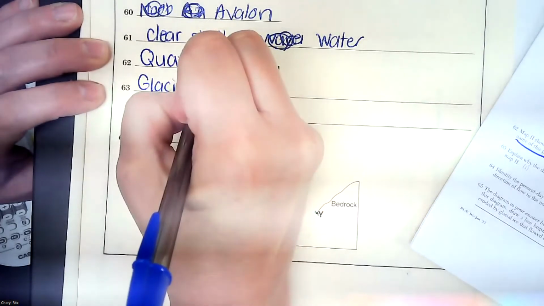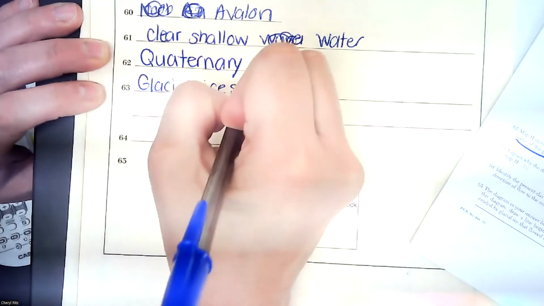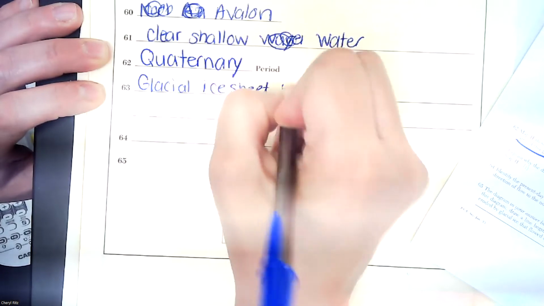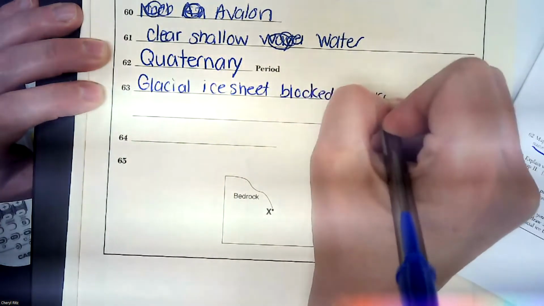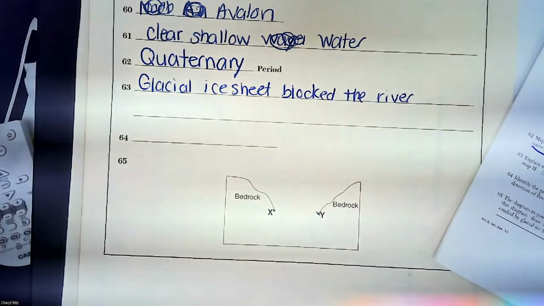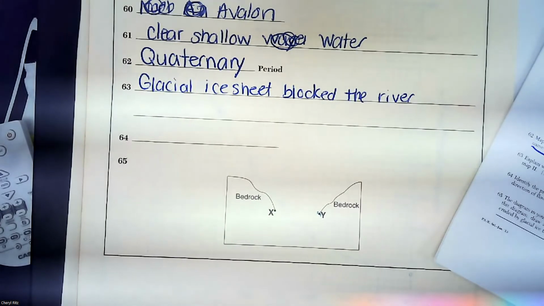Glacial ice sheet blocked the river. Something along those lines, that the glacier got in the way. Did anybody word that? You want me to check how your wording was to see if it would have been accepted? All right, as long as it says something about the glacier blocking it.